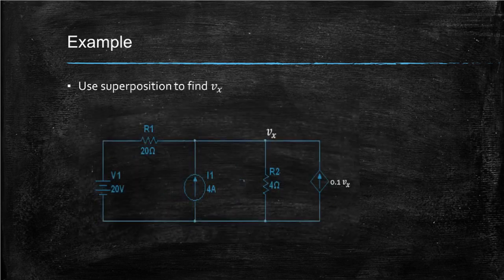Here we have another example. Use superposition to find Vx. This circuit has 2 independent sources, so there will be 2 Vx voltages that will add up to the actual Vx output voltage. Start by turning off a source. Let's say the 20 volt source. It is shorted.